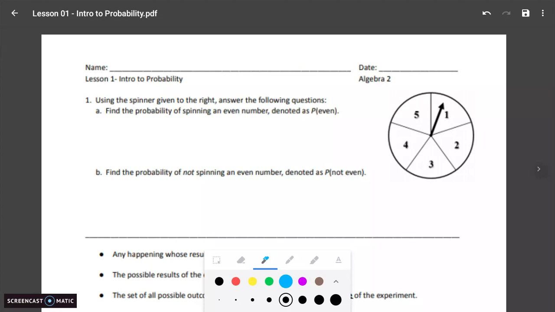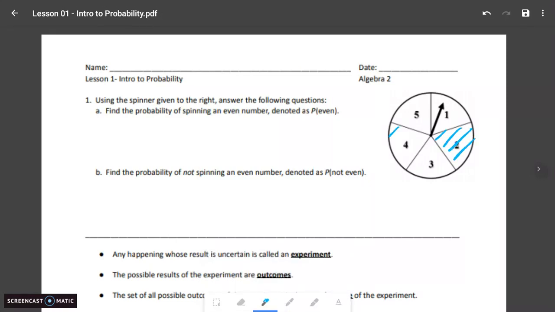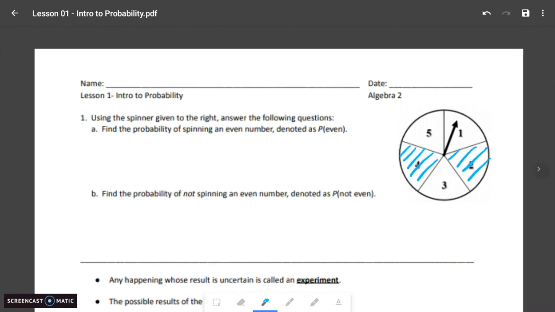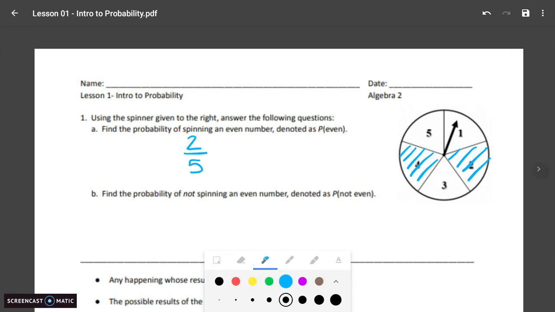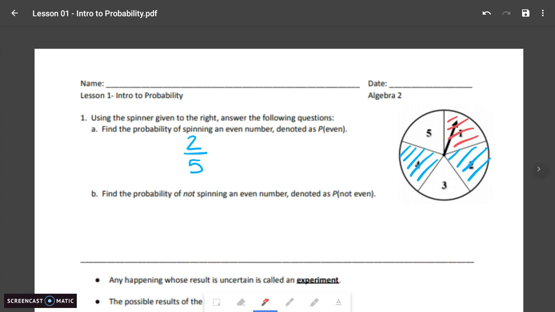Well, notice we have 2 and we have 4, so there's 2 potential ways to get an even number, but there's 5 total sections, so it's going to be 2 out of 5 for us in this case. Now, find the probability of not spinning an even number. In this case, the ones that aren't even are the 1, the 3, and the 5. So that's 3 total out of 5 total sectors.